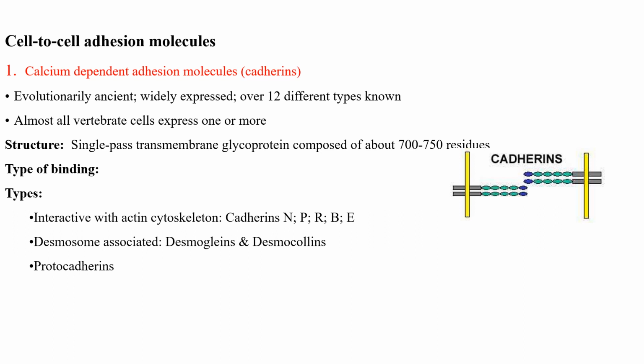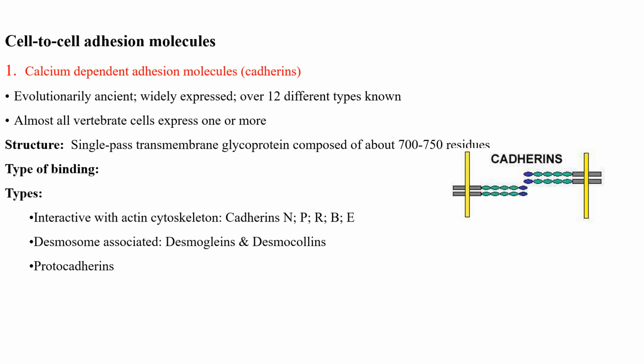So talking about its structure, it is a single pass transmembrane glycoprotein that is composed of around 700 to 750 residues. It regulates the contact formation and stability, and cadherins also play a crucial role in tissue morphogenesis and homeostasis.